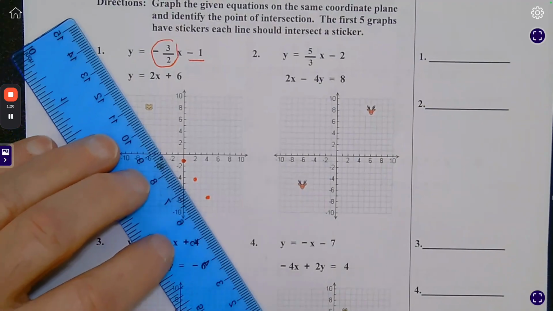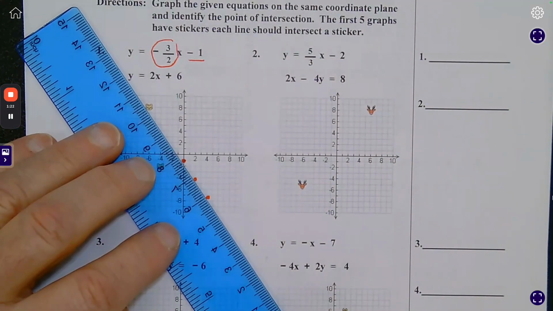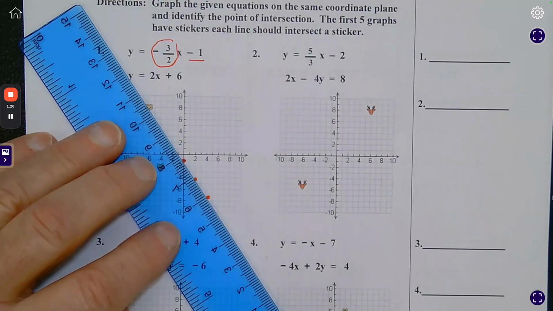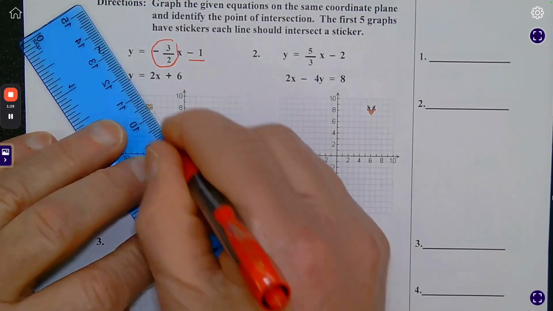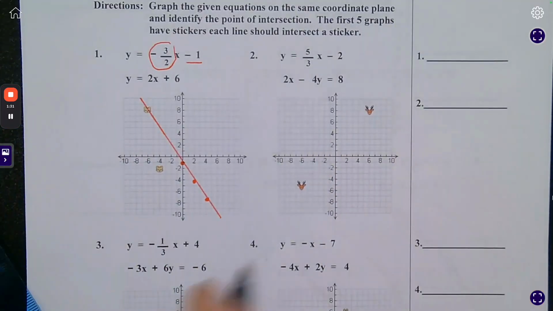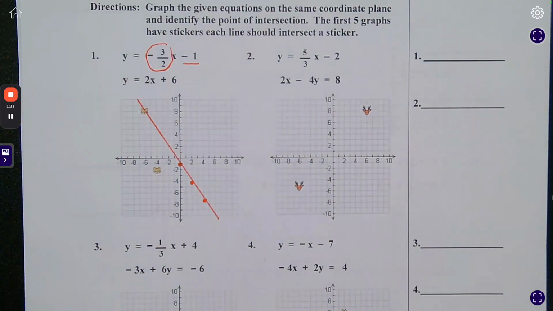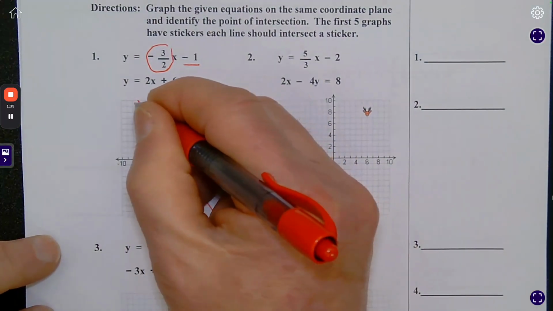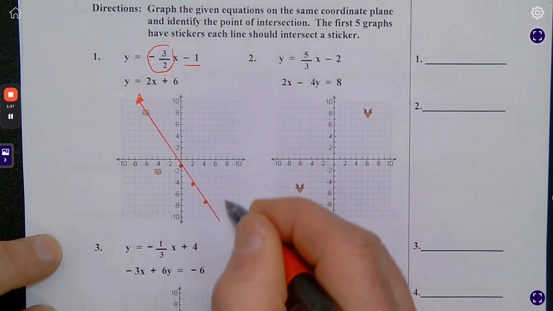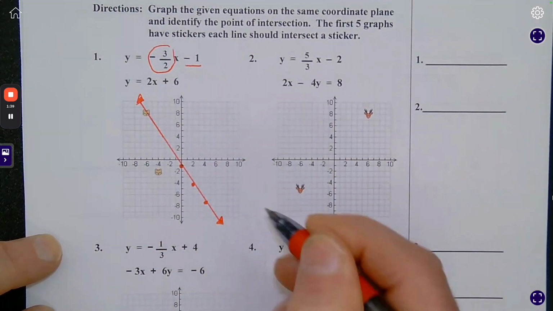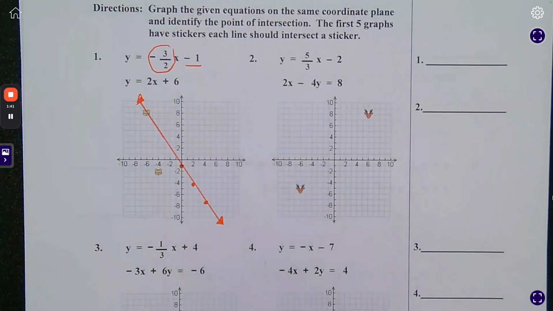Notice I gave you these little icons. All right, so for the first couple, I give you an icon, and you know that the line you graph is going to go through one of the icons. So notice how that line went through an icon. Okay, now I would put arrows on the ends because it goes on forever. But because I'm just using this as a tool for order of operations, I'm just going to go ahead and graph them without the arrows from this point on.